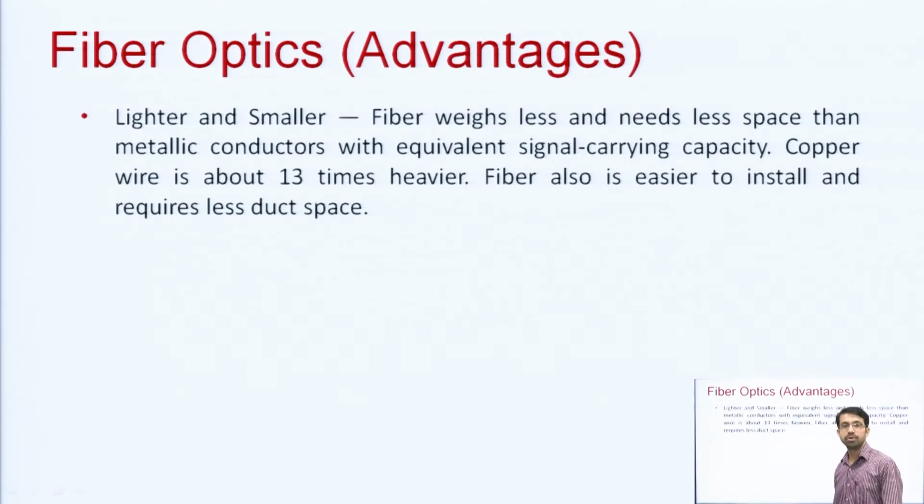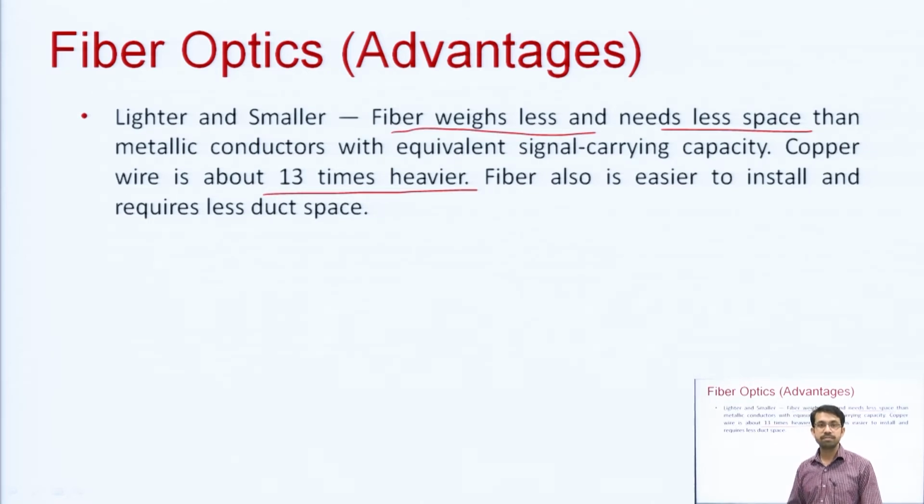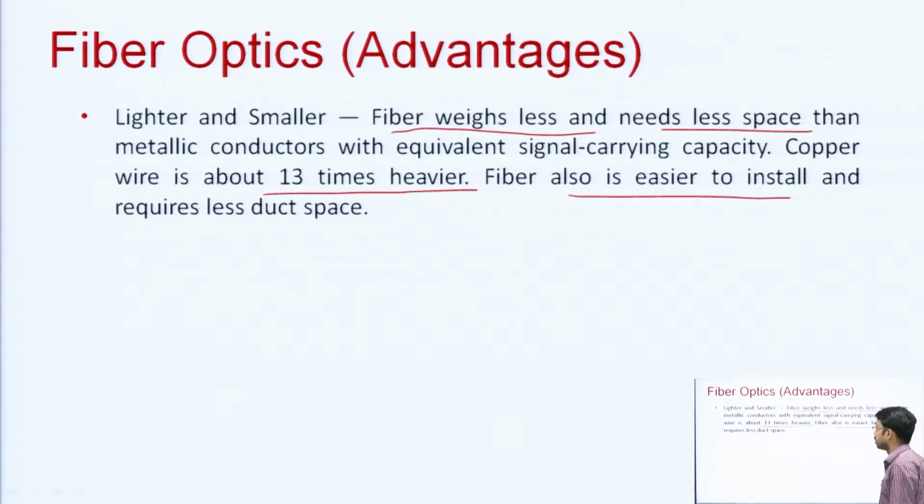And one more advantage is they are very light, small, thin, and easy to handle. Fiber weighs less and needs less space than metallic conductors. With equivalent signal carrying capacity, copper wire is about 13 times heavier in comparison to optical fiber. It is also easier to install and requires less duct space, while metallic conductors will need more space.